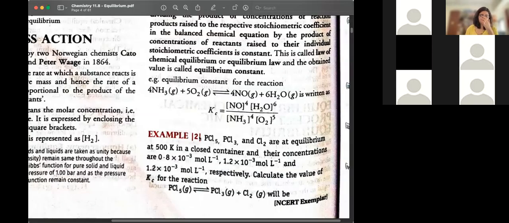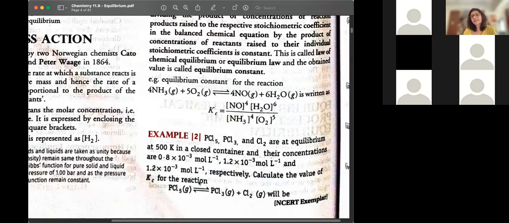Again, look at example two. This is one type of question that you will get on KC. This is a direct question, something that I told you guys. PCl5, PCl3, Cl2 are at equilibrium at 500 Kelvin in a closed container, and their concentrations are given directly, so this much, and this much respectively. Calculate the value of KC for the reaction.